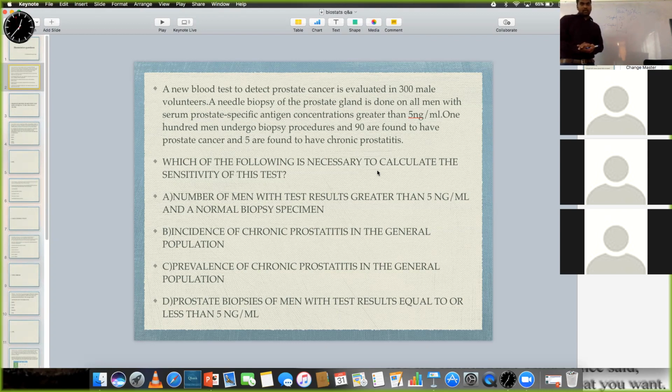So option A, number of men with test results greater than 5 nanogram per ml and a normal biopsy specimen. We already have this, so option A is wrong. Option B, incidence of chronic prostatitis. It doesn't matter if he has chronic prostatitis, benign prostatitis. So just rule out option B and option C, and you'll be left with option D.